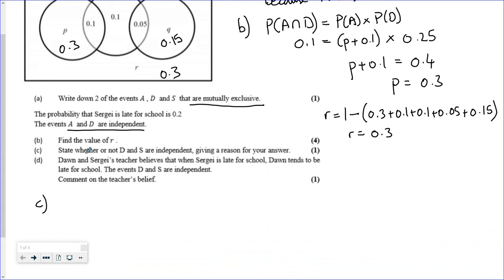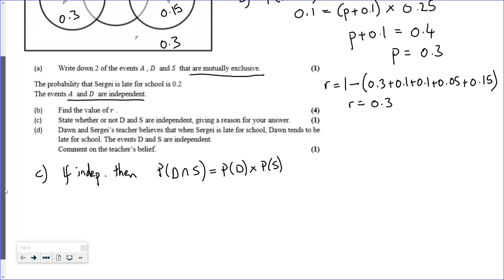And then in part C, we're asked to state whether D and S are independent, giving a reason for your answer. So remember, if they're independent, then we know that the probability of D and S happening at the same time, so both Dawn and Sergey are late, is equal to the probability of Dawn being late times the probability of Sergey being late? Well, let's check whether that works or not.